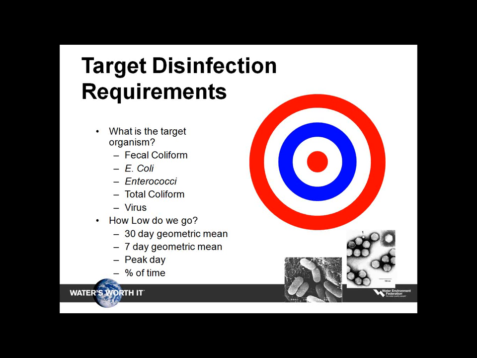When we apply basic level disinfection, the next question is, once we know what the target organism is, how far do we need to go? Is that just a 30-day geometric mean? Does it include a 7-day geometric mean, so a peak week type of thing? Does that include a peak day? Some states even have percentages, so they'll have a 30-day geometric mean with a percent of the time for a monthly value as well. So one needs to understand the discharge requirements as they apply to various states and various permits.